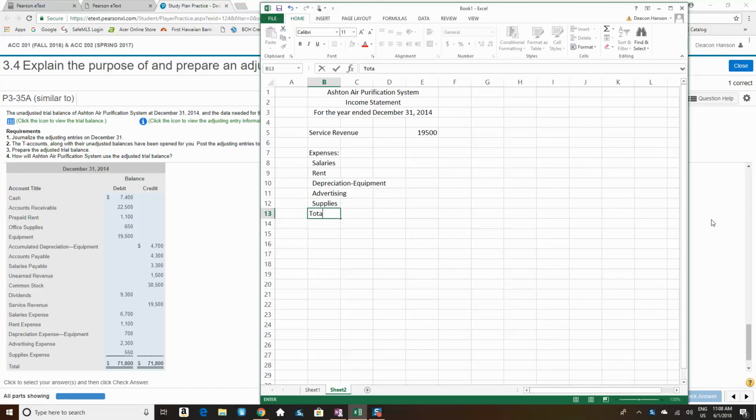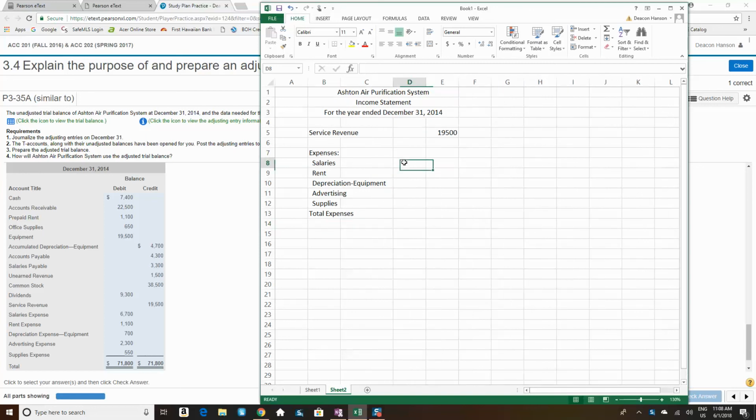Okay, and then we would have a total expenses amount. So you might give yourself a little more room so you have space to list the expenses. And then I just bring the numbers over. I got salaries, I got rent, I got depreciation, I got advertising, I got supplies. Okay, so I'll put my total here. So I'll just add them up. And the sum of my expenses equals 11,350, right?